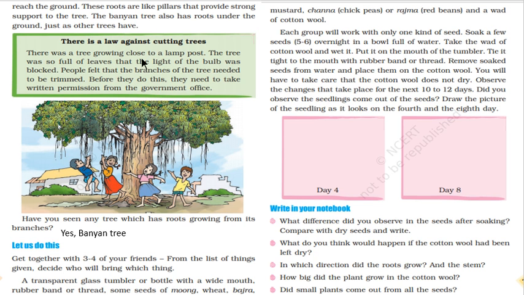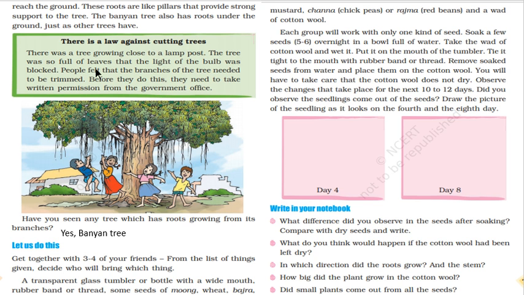Okay? It means it has two types of roots. One is under the ground and another one is the hanging one. These are called unusual roots, for your consideration. Okay? And there is a law against cutting trees.